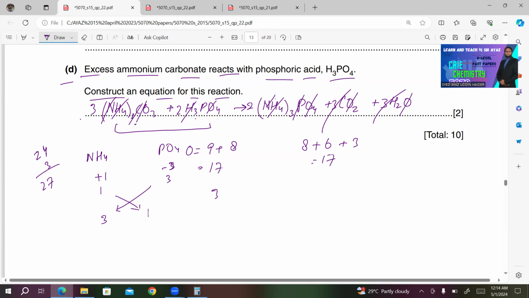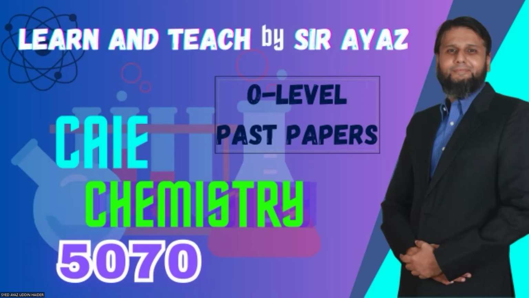So the final equation: 3 (NH4)2CO3 plus 2 moles of H3PO4 gives 2 moles of (NH4)3PO4 plus 3 moles of CO2 plus 3 moles of H2O. This equation is balanced.